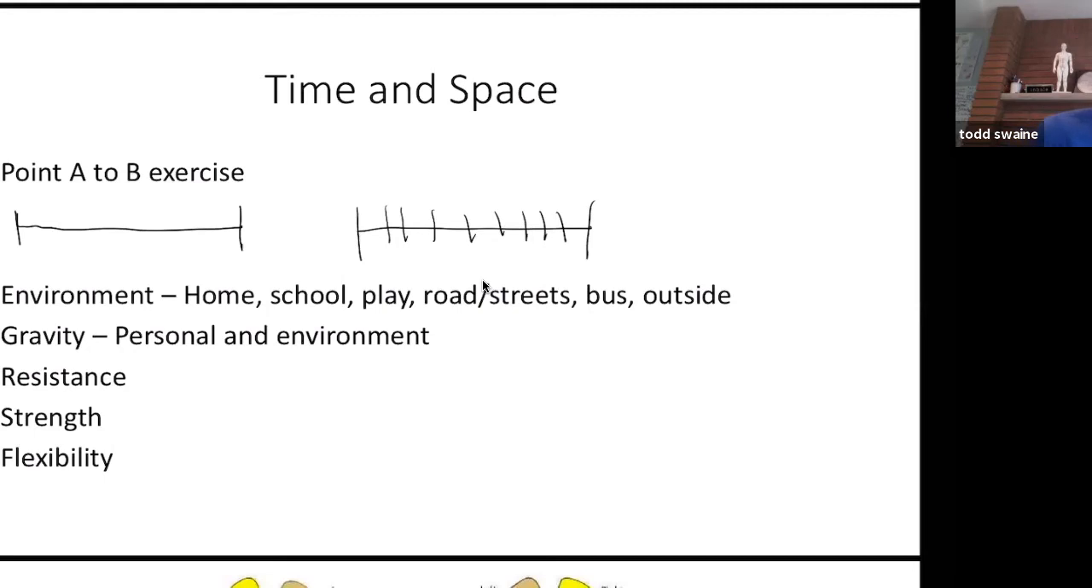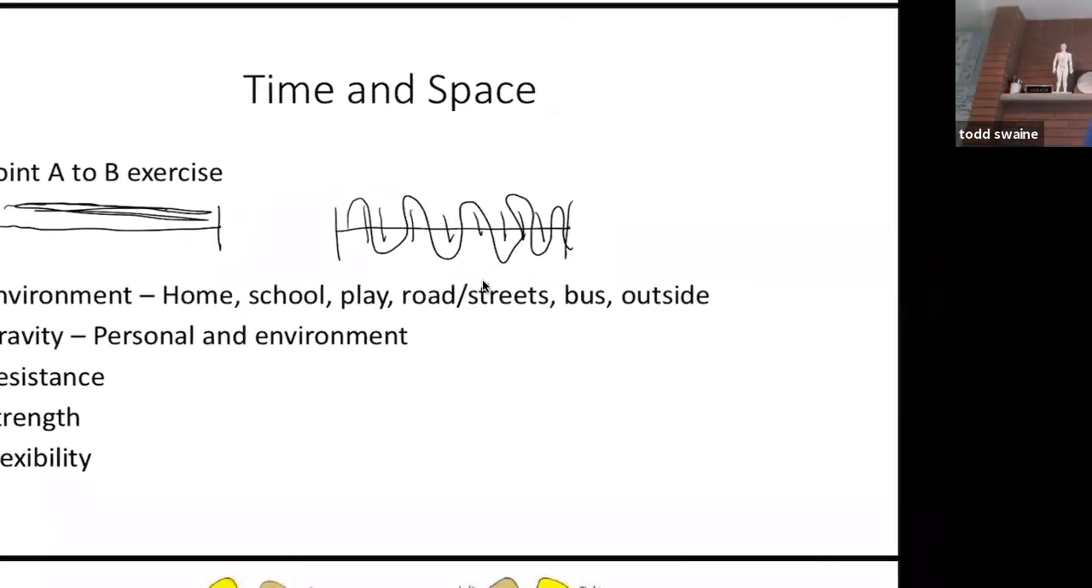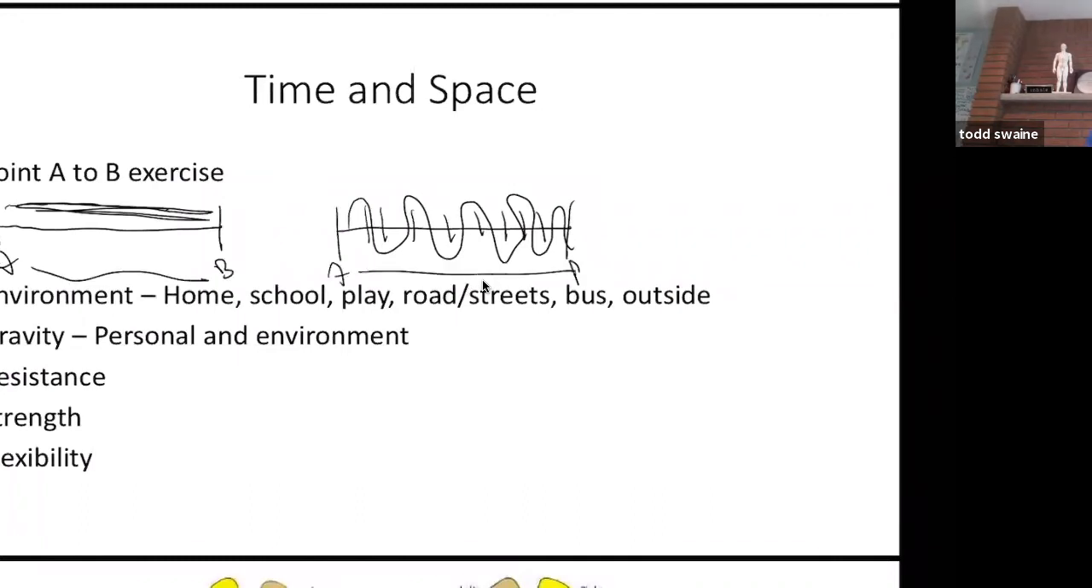So I'm offering here a point A to B exercise. It's much easier for person A to go from this point to this point. There's nothing in the way. There's very minimal, if any, resistance. The only resistance is their own energy expenditure to get there. This side has a lot more resistance. It is the same distance from here to here as it is from here to here, but the difference is what's going on here, the details.